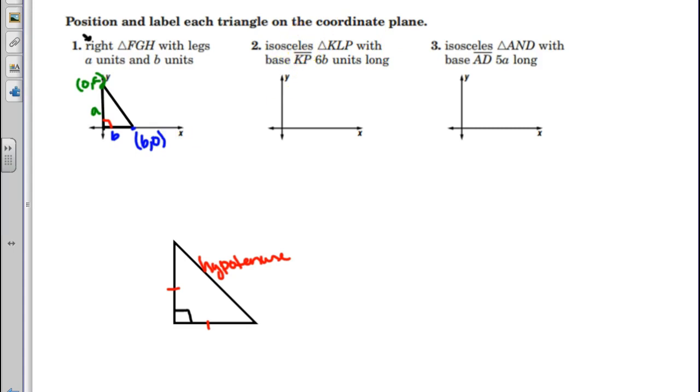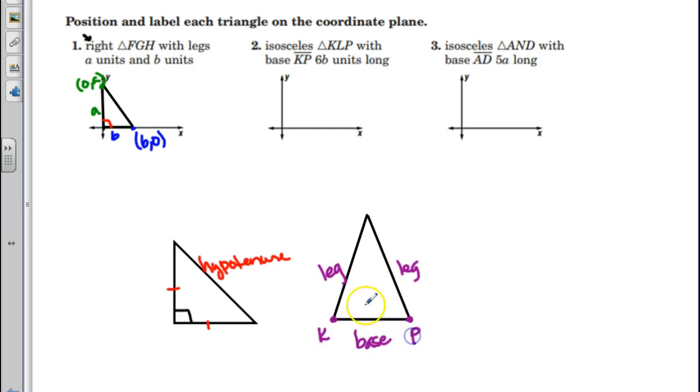Isosceles triangle. We know what an isosceles triangle looks like. We have legs that are the same length, and then we have a base. This is our base. We have base angles. This is a leg. This is a leg. So let's see what they tell us. Isosceles triangle KLP with a base KP 6B units long. So here's my base KP. I should have labeled that other triangle, and this would be L. And this base is 6B units long.